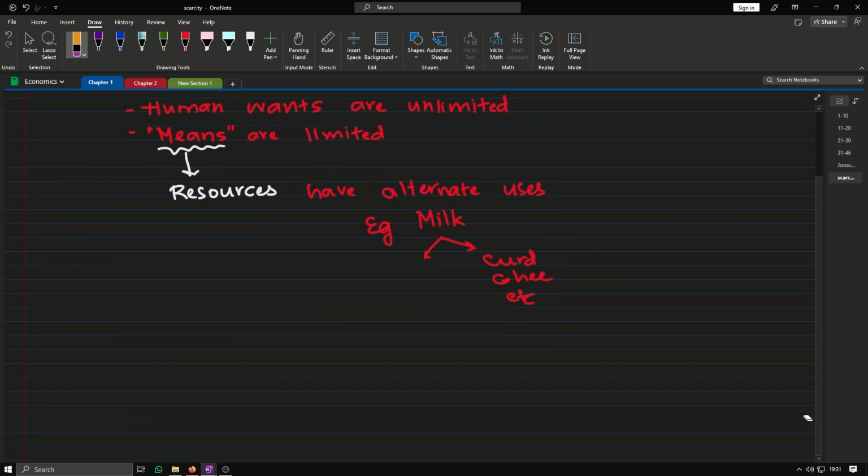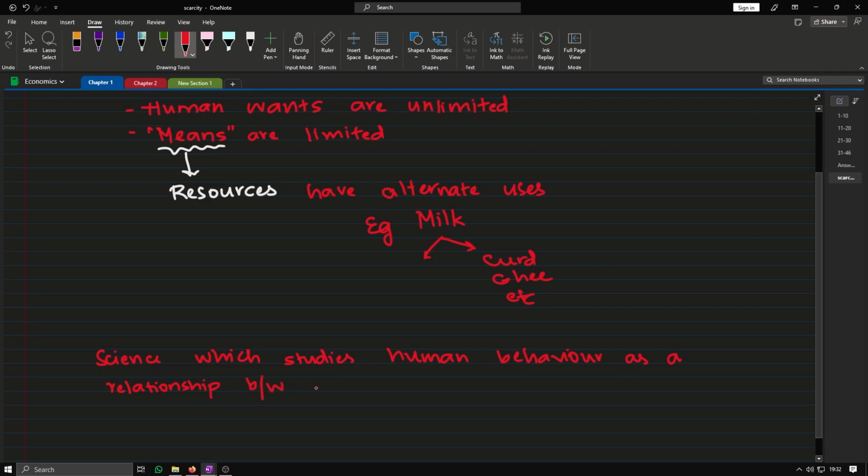So let me write down the full definition given by Robinson. His science which studies human behavior as a relationship between, I'm using shortcuts here, so as to not waste time, ends and scarce means which have alternate uses.